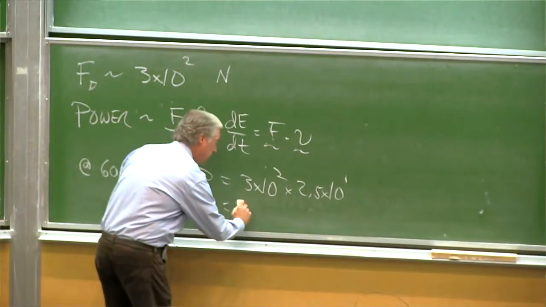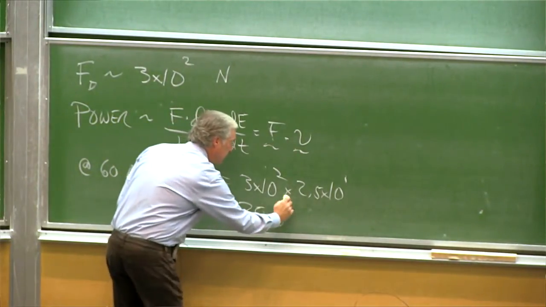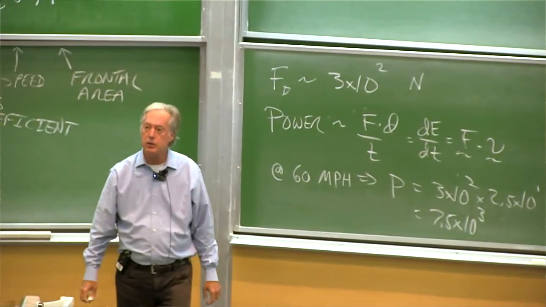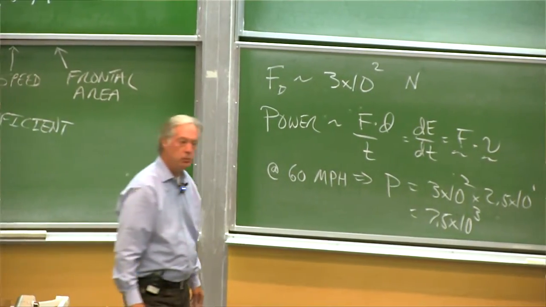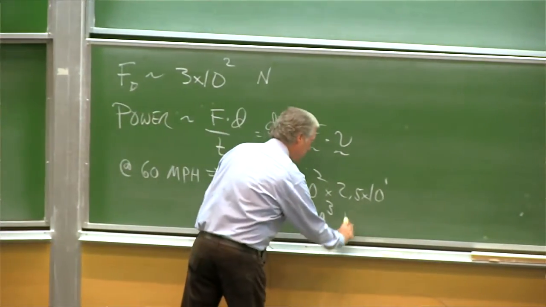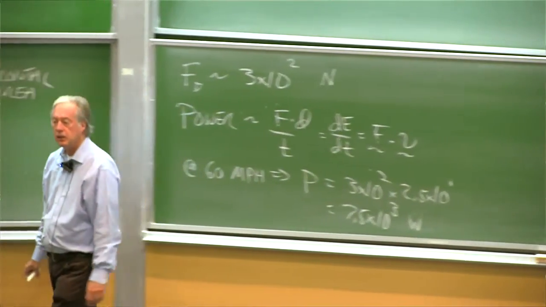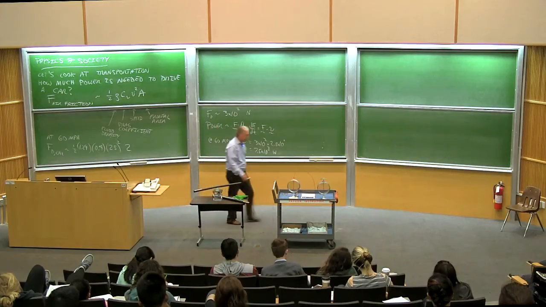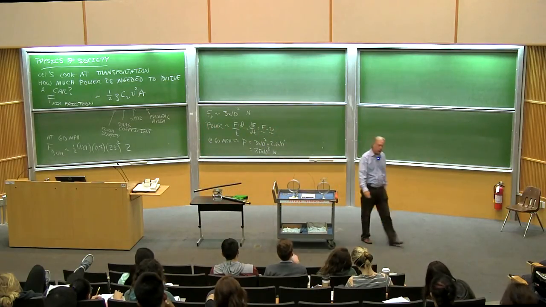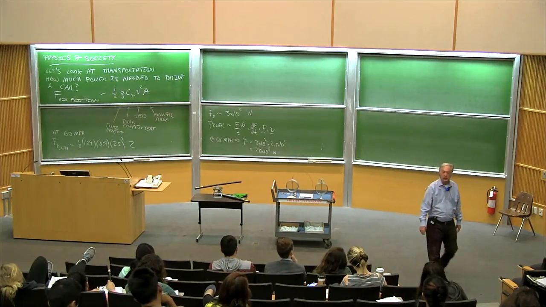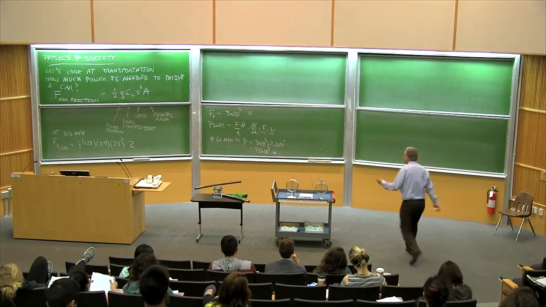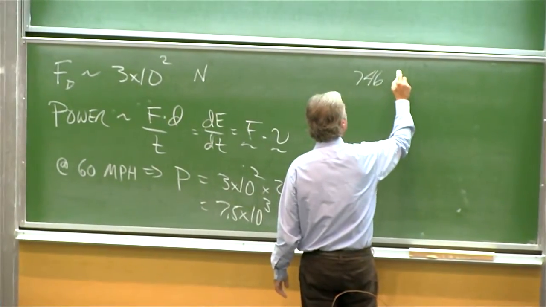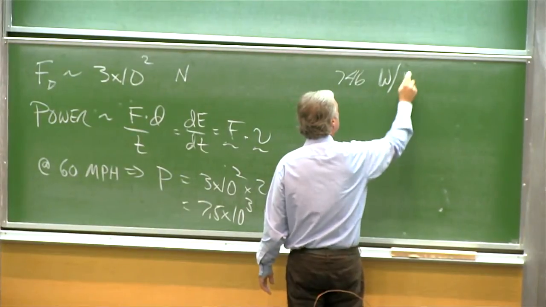That's about 7.5 times 10 cubed. Now what is the number there? What are the units of power? Joules per second, watts, right? Watts. Okay? Now, let's put this in terms. Do you guys go out and look at your cars and go, what is the kilowatt rating for your car? You probably don't. So let's remember, or let's get 746 watts per horsepower.